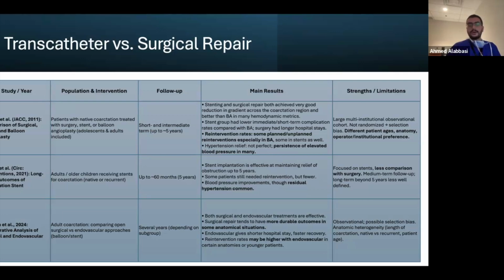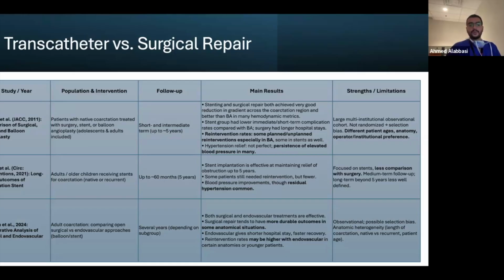This was obviously a large study. I think it was around 350 patients, and there were multiple institutions, so it was around 36 centers. So there may have been some operator institutional preferences there, different patient ages, and it wasn't a randomized controlled trial.